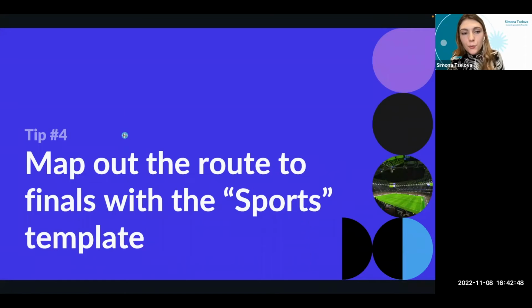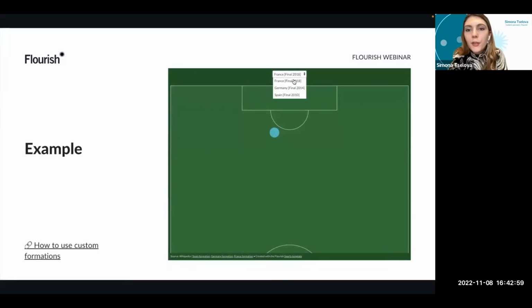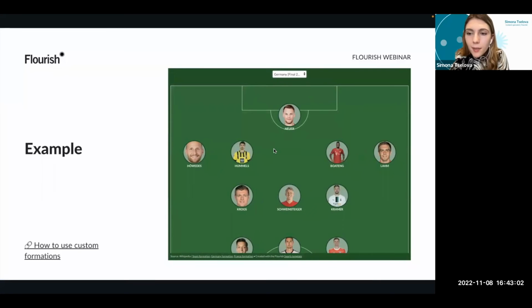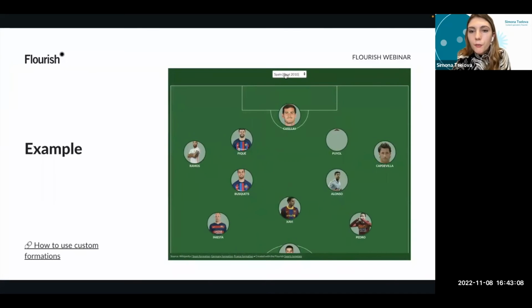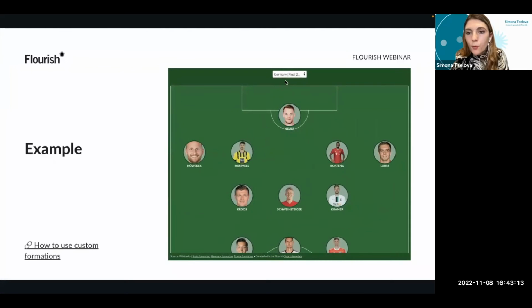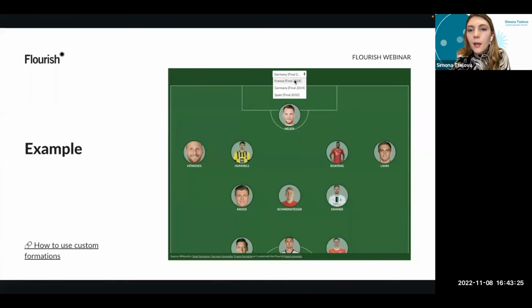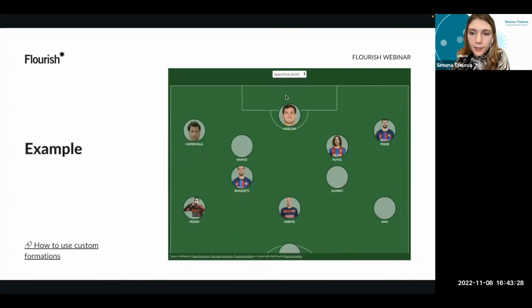We're on our actual fourth tip of today's session, which is how to map out the route to finals with the sports template. Here at Flourish, we do have two templates that are very sports specific. One of them is the sports template that you're seeing right now here on the right, and the second one is a sports race template, which is very appropriate for when you're trying to visualize Olympic sports, for example. In today's session, we're going to showcase the sports template, because this, as you can see here, is a great way to visualize formations and lineups.